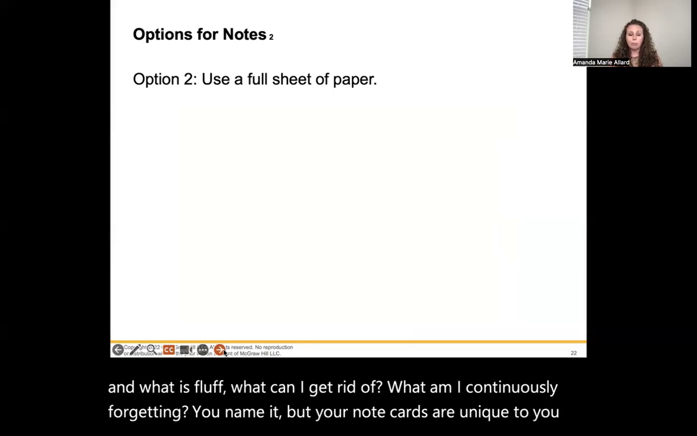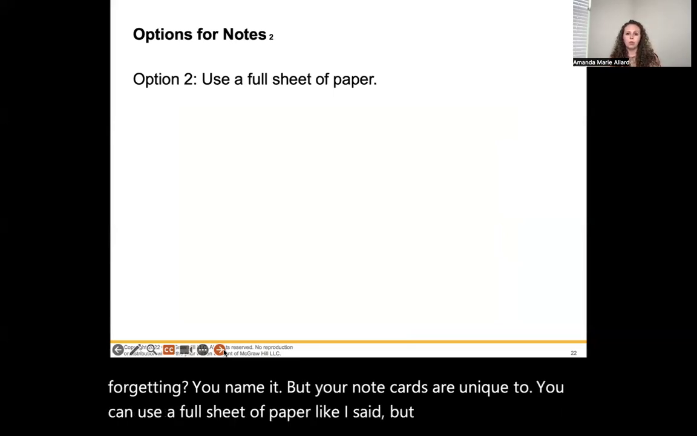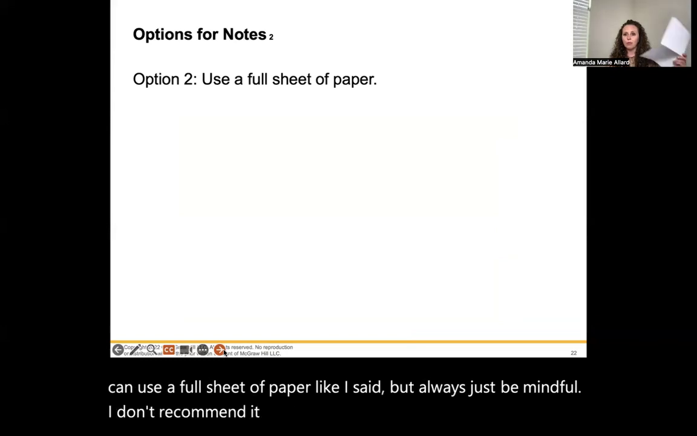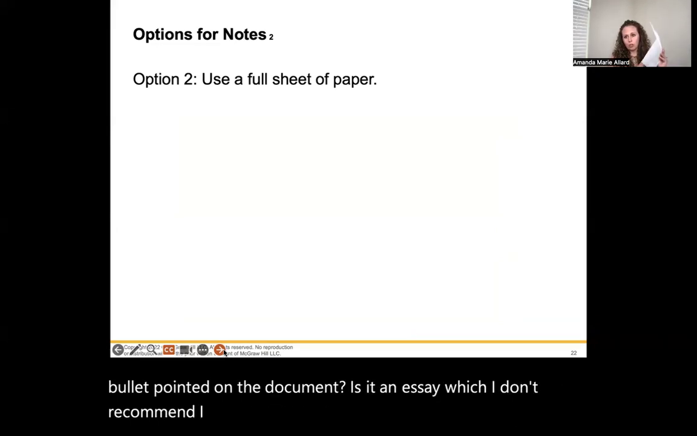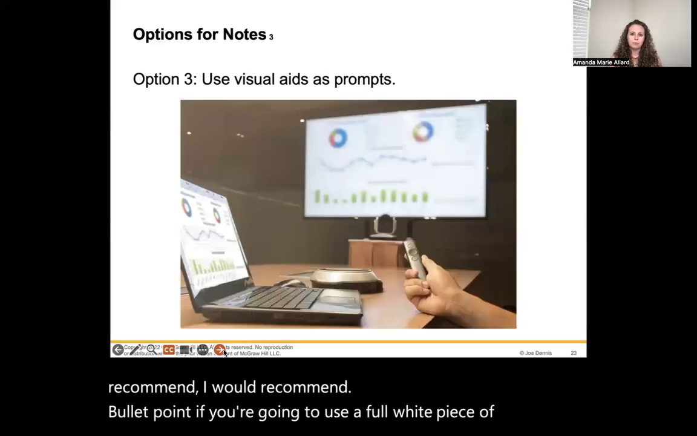You can use a full sheet of paper, like I said, but always just be mindful. I don't recommend it, but be mindful of where it is at. How is it bullet pointed on the document? Is it an essay, which I don't recommend? I would recommend bullet points if you're going to use a full white piece of paper.